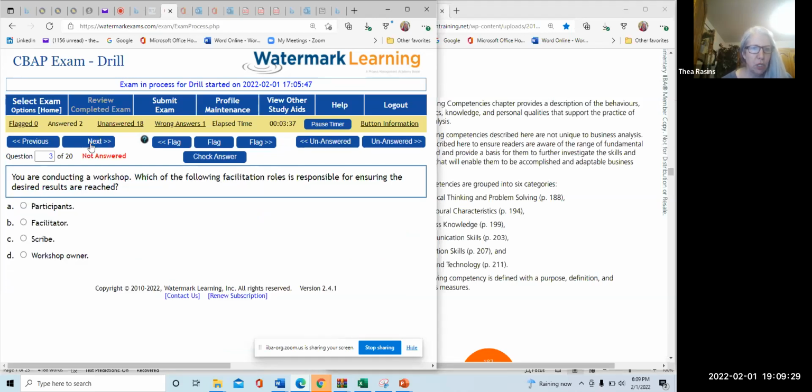You are conducting a workshop. Which of the following facilitation roles is responsible for ensuring the desired results are reached? Participants, facilitator, scribe, or workshop owner? Which one is responsible for ensuring the desired results are reached?